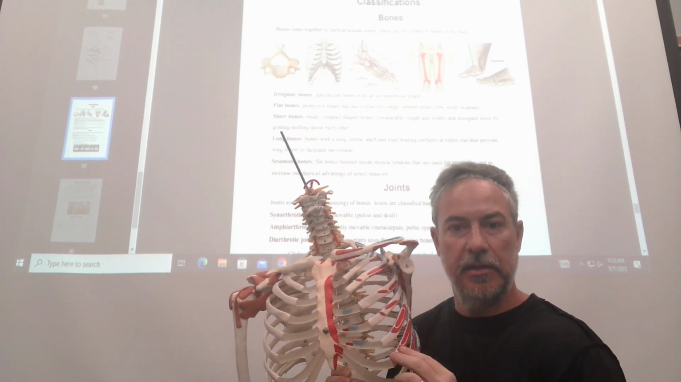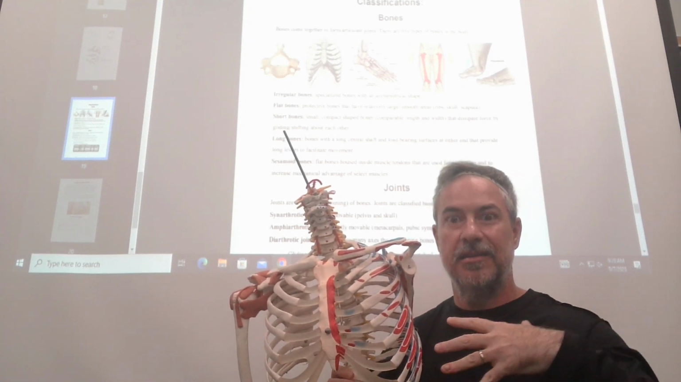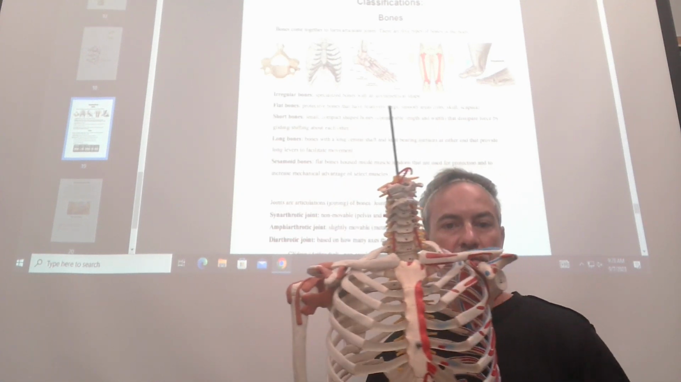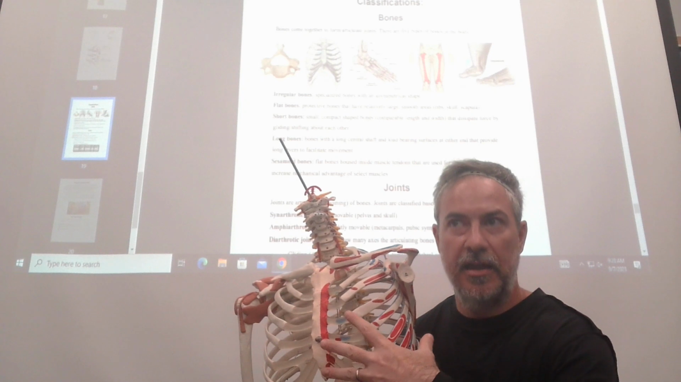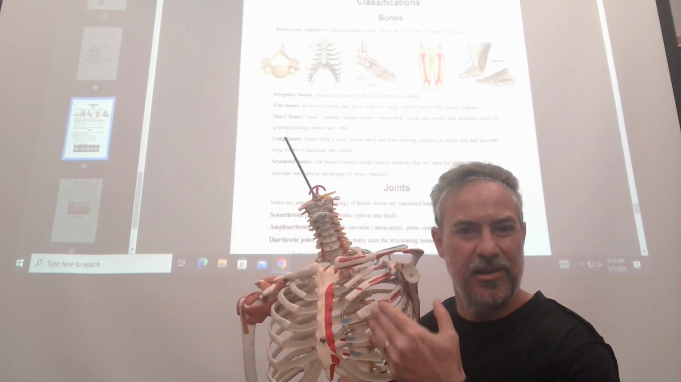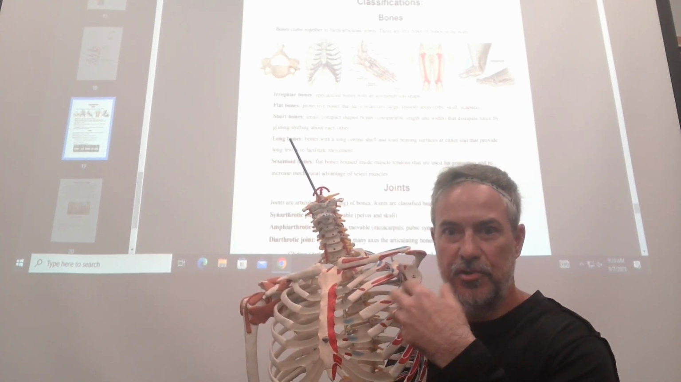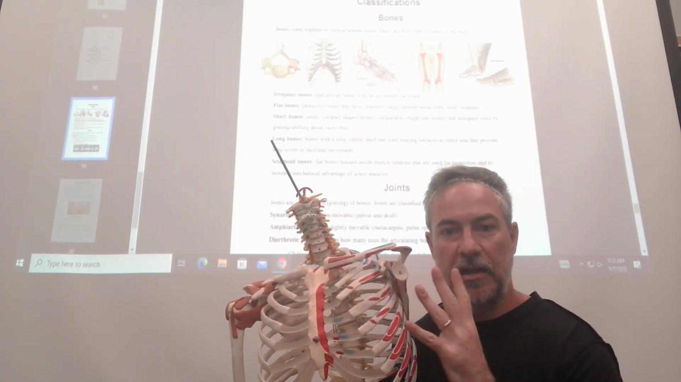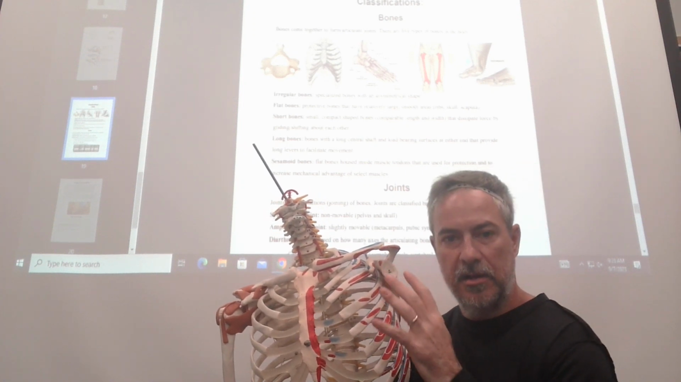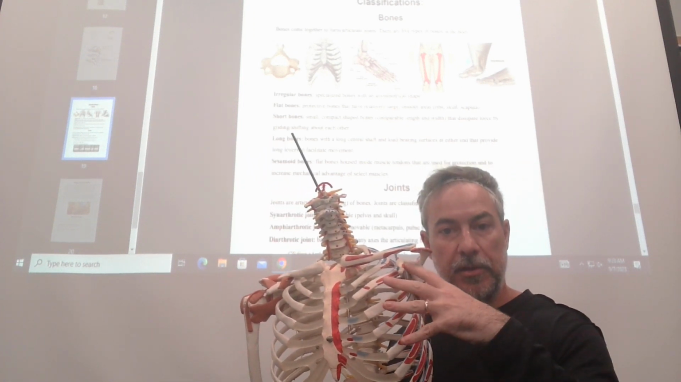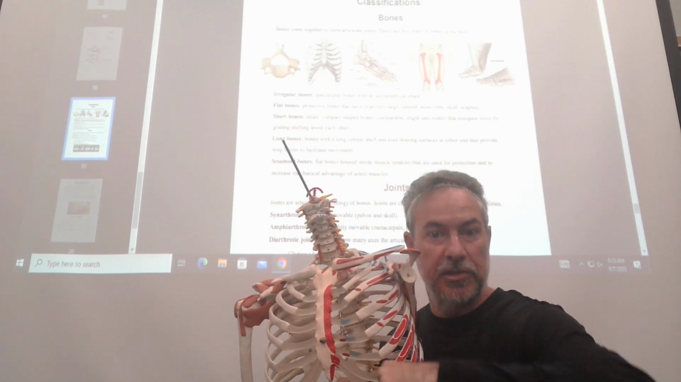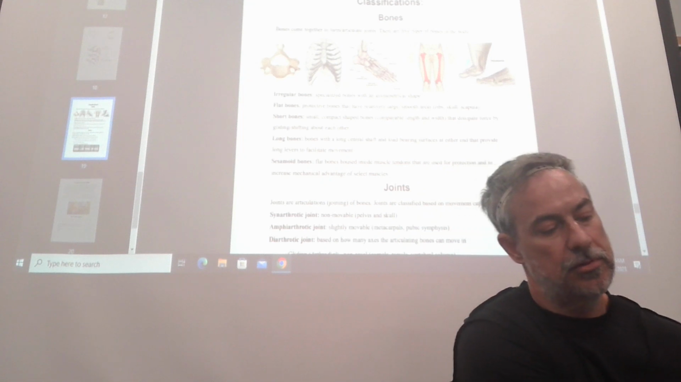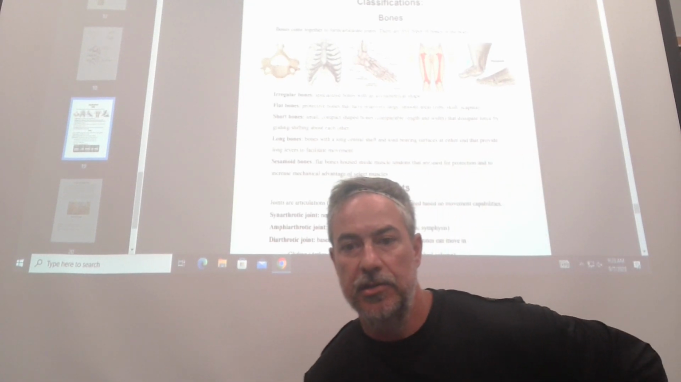Now, it's serrated because it has to expand and contract to breathe. And if this was one rigid bone and you had that kind of tension of expansion and contraction, you'd have stress fractures. And so you have cartilage here that allows these ribs to move independently of each other. But the sum total of these ribs is for protection. You need to protect those organs, okay? So flat bones are great at protection.